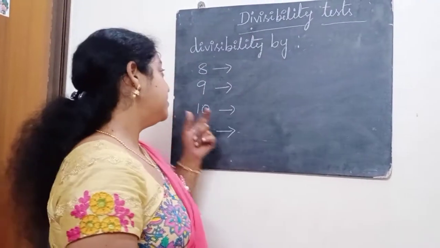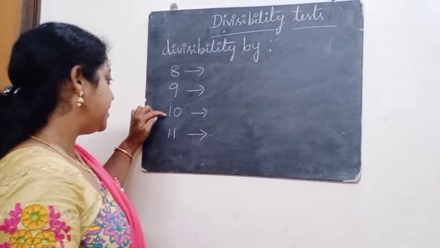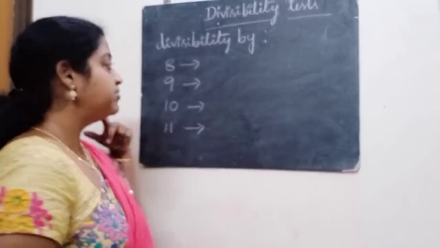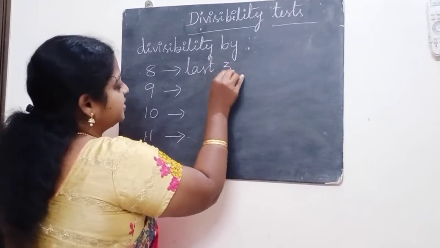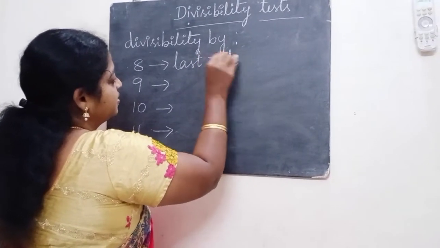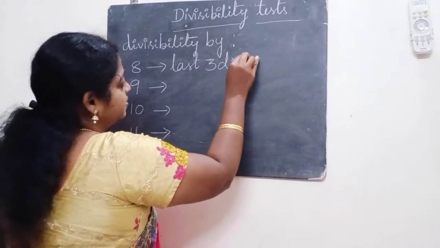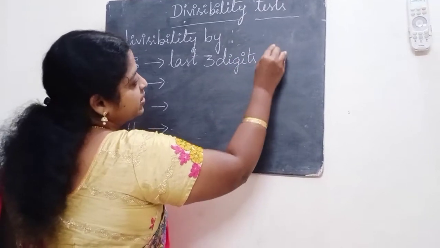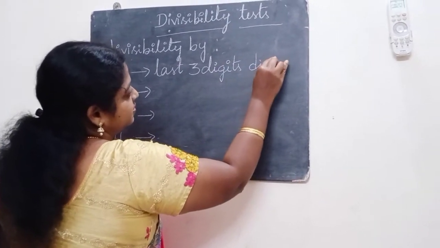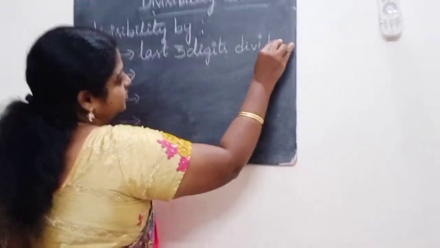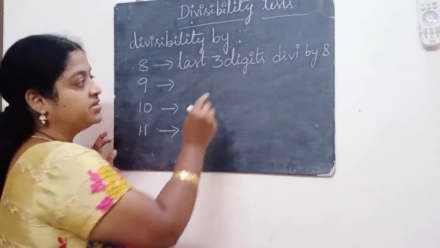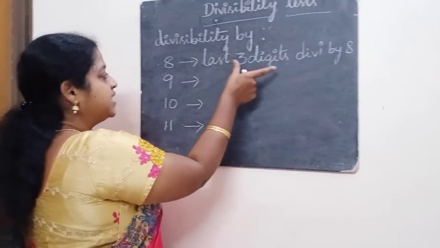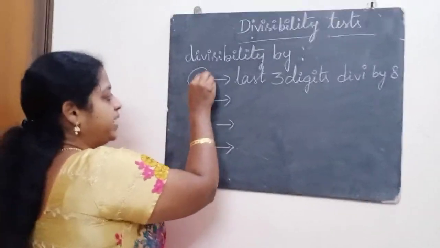Now we can see 8, 9, 10 and 11. For 8 we have the rule: the last 3 digits should be divisible by 8. The last 3 digits of the given number should be divisible by 8. Then we can say that the number is totally divisible by 8.